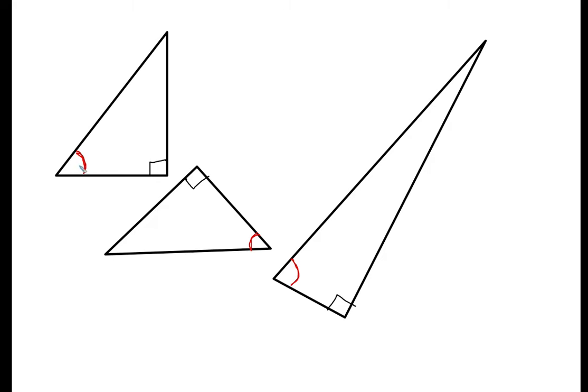In this first triangle, if that's the angle we're looking at, then this side would be the opposite, this would be the adjacent, and this would be the hypotenuse. In this triangle over here, that makes this the opposite, this the adjacent, and this the hypotenuse. Over here we've got, that's the adjacent, this is the opposite, and this is the hypotenuse.